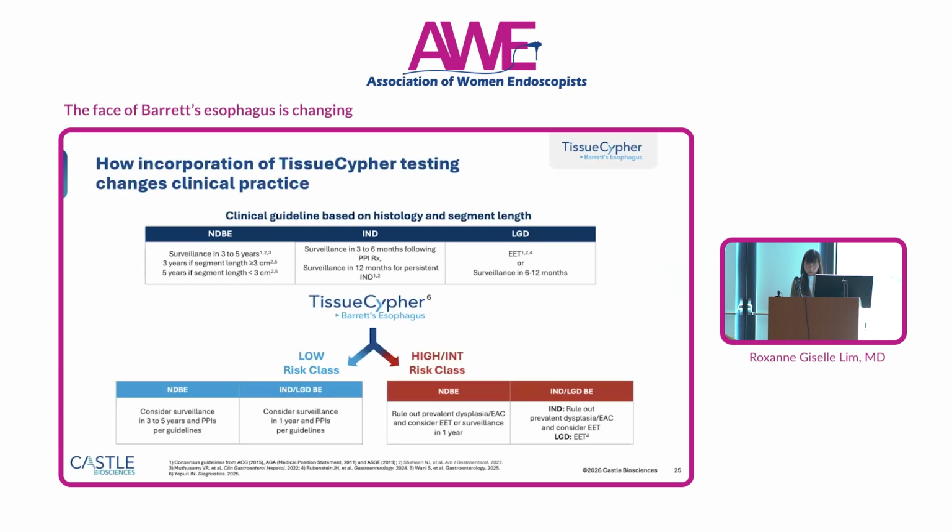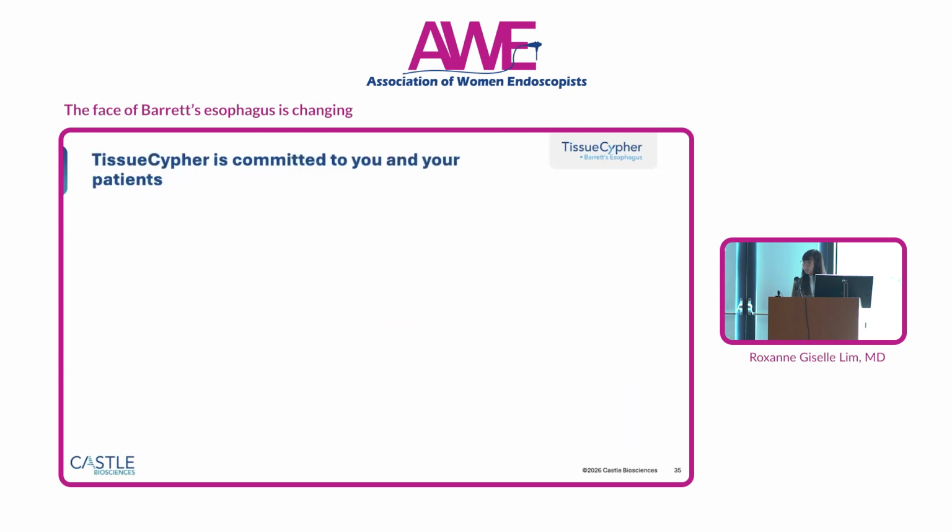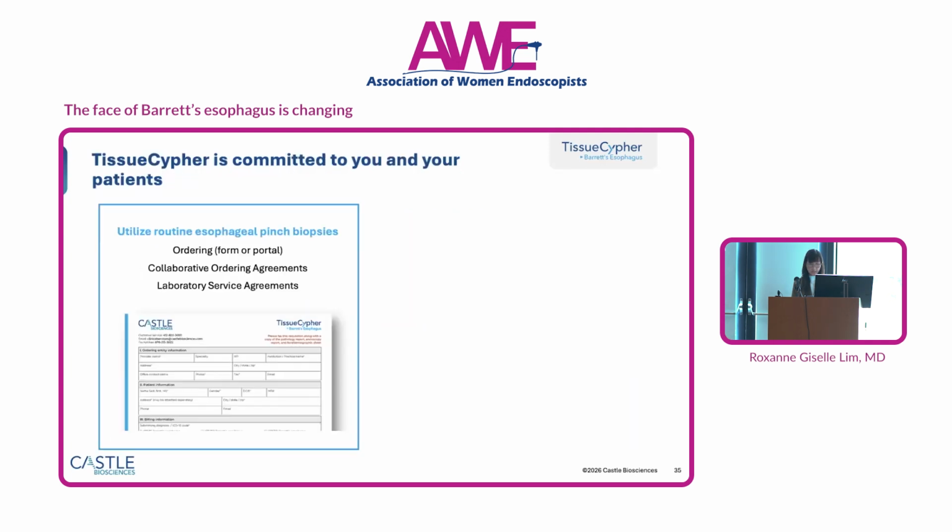How do we incorporate this in our practice? For a low-risk patient, we can still consider surveillance at 3 to 5 years and PPI per the guidelines. However, with a high-risk score or intermediate-risk score, I would say all bets are off. We would take this very seriously. Because of the risks of prevalent disease or rapidly progressive disease, I would send them for aggressive management with EET. So TissueCypher is committed to you and your patients.